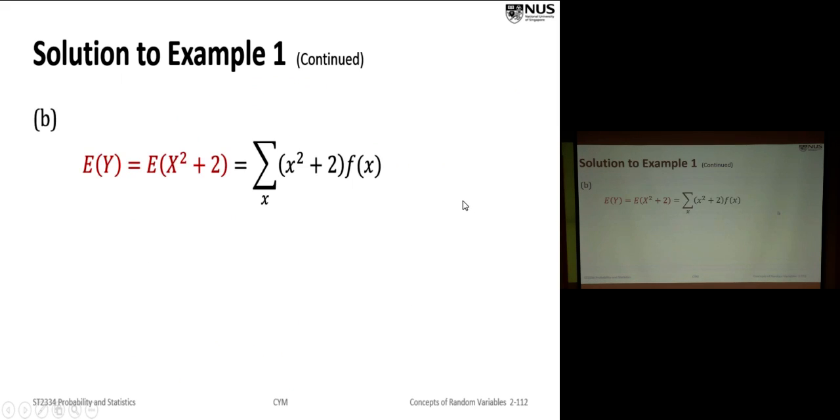All right. How about this new random variable y? What's the expectation of y, and what's the variance of y? Now there are two ways to do it. One is to treat this y as a new random variable and get the probability function of y.